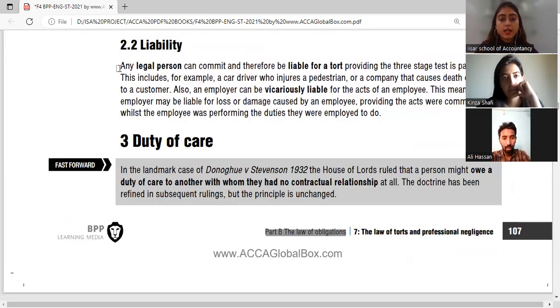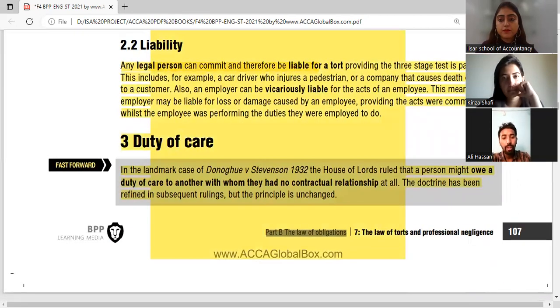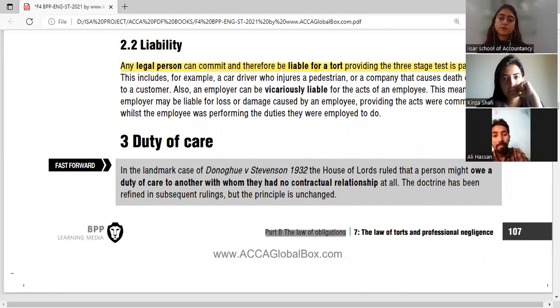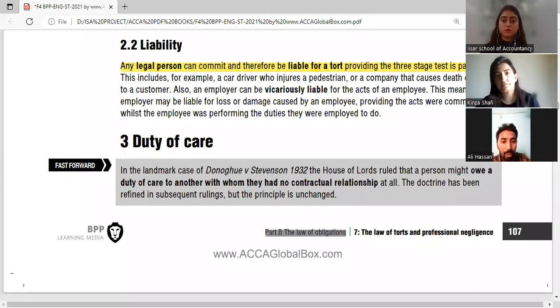Liability. Ali, read. Any legal person can commit and therefore be liable for a tort, providing the three-stage test is passed. This includes, for example, the driver who injures a pedestrian, a company that causes death or injury to a customer, and also an employer who may be vicariously liable for the act of an employee. This means an employer may be liable for the loss or damage caused by an employee, providing the act was committed whilst the employee was performing the duties they were employed to do.